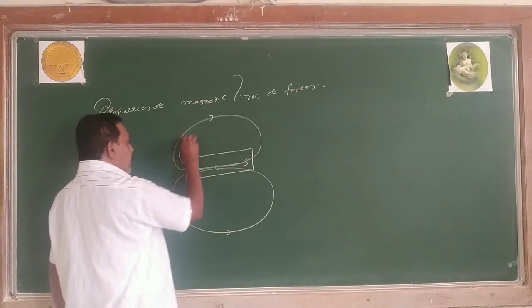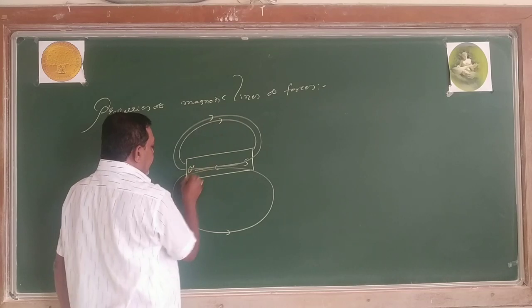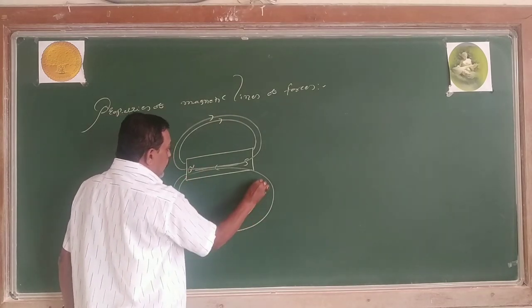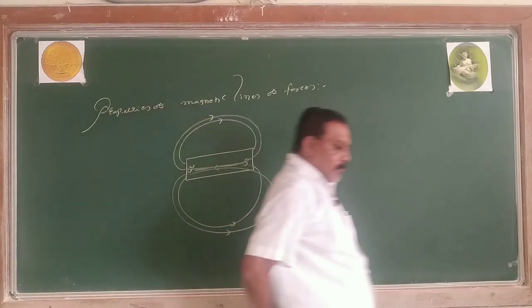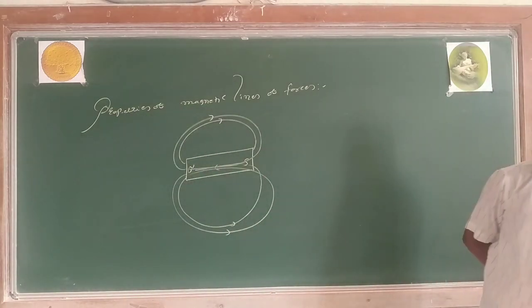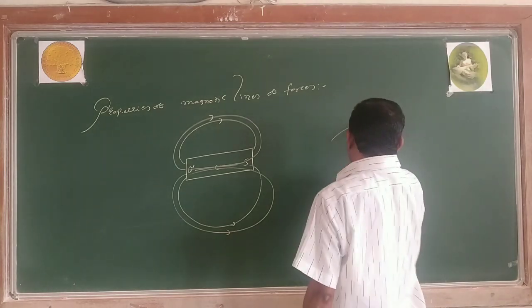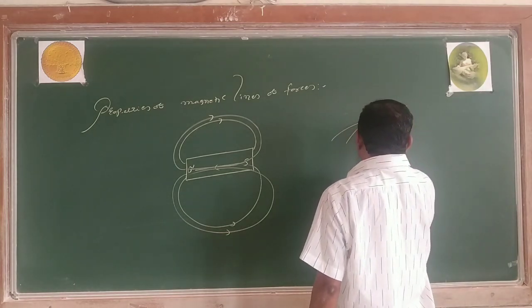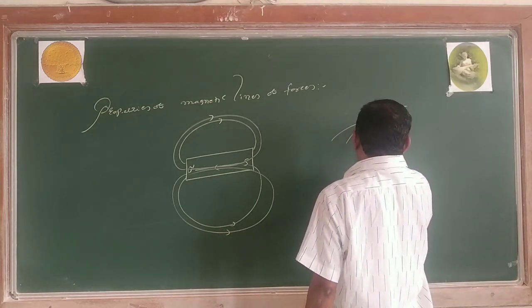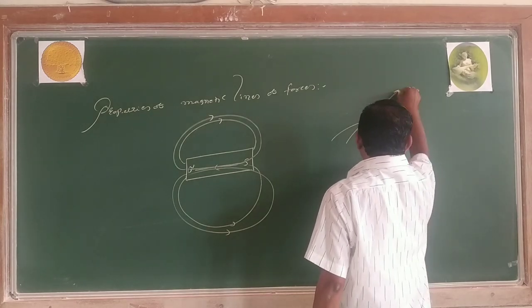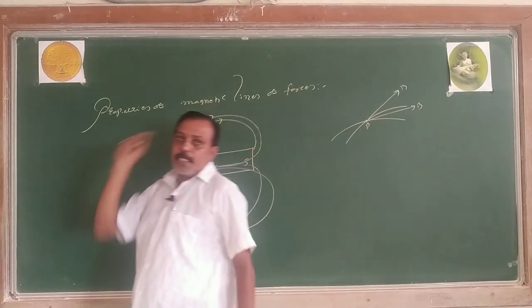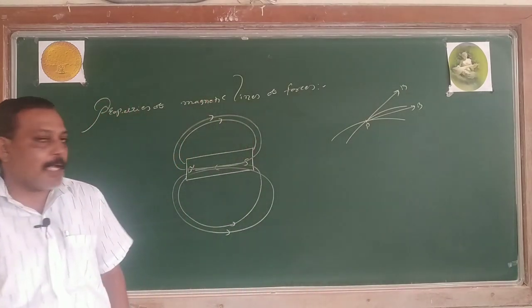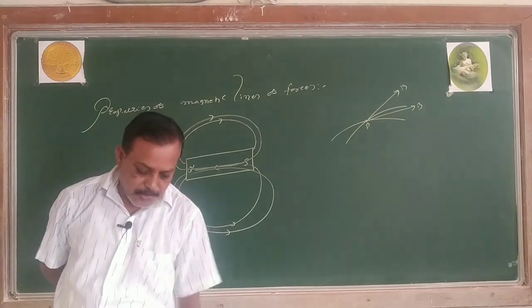Whatever may be the closeness of the magnetic lines of forces, they never intersect each other. If two magnetic lines of forces intersected at a point, then drawing the tangent there gives the direction of the magnetic field. At a single point there cannot be two directions. Hence, the magnetic lines of forces never intersect each other.